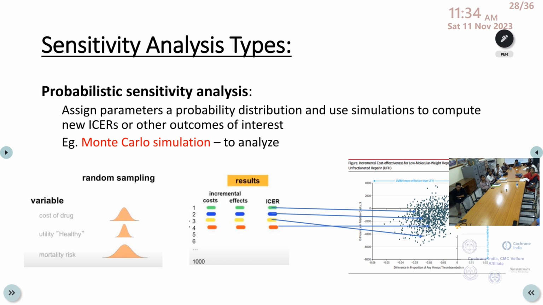So once you take a probability distribution for each variable and keep doing multiple analyses, that is done with Monte Carlo simulation, and you keep getting different ICERs, and then finally you plot it here and you get multiple dots. So that's what we have done in our study. I'll come to our study, but this is the picture in our study. These are multiple ICERs, and this is showing the overall outcome. So that's how this picture, which I showed initially, came about, and that is done by a probabilistic sensitivity analysis.